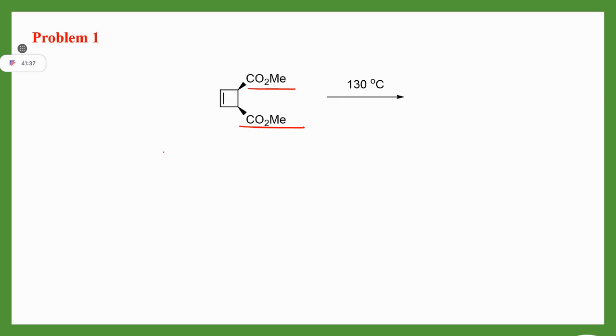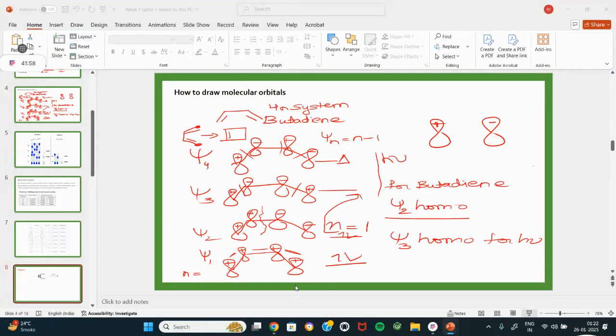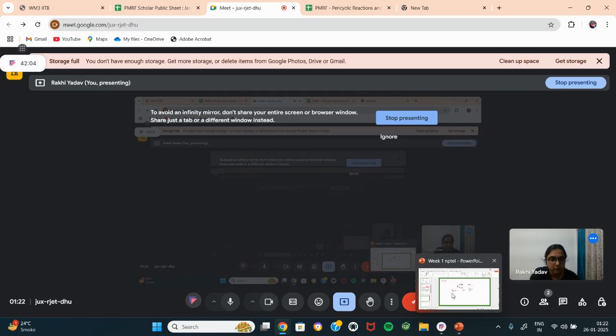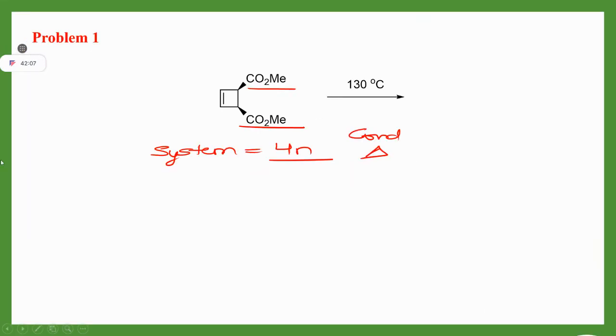So your first target is you should know what type of system it is. This is a 4n electron system, right? Condition is thermal. Now tell me, under 4n system, under thermal condition, which type of rotation will go? Mode of rotation.